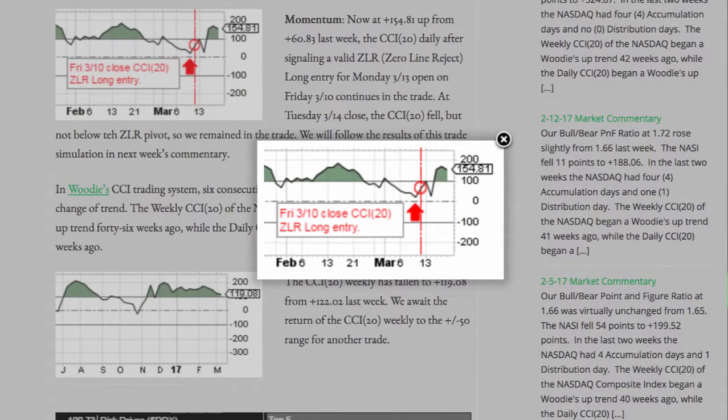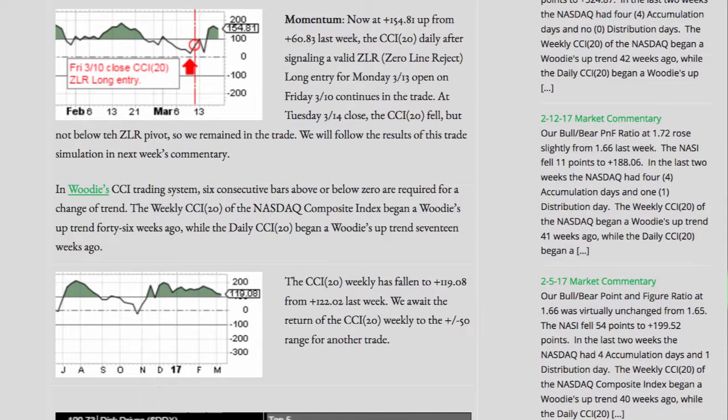Momentum. Now at a positive 154.81, up from a positive 60.83 last week. The CCI 20 daily, after signaling a valid zero-line reject long entry for Monday 3/13 open, on Friday 3/10 continues in the trade. At Tuesday 3/14 close, the CCI 20 fell, but not below the zero-line reject pivot, so we remained in the trade. We will follow the results of this trade simulation in next week's commentary.